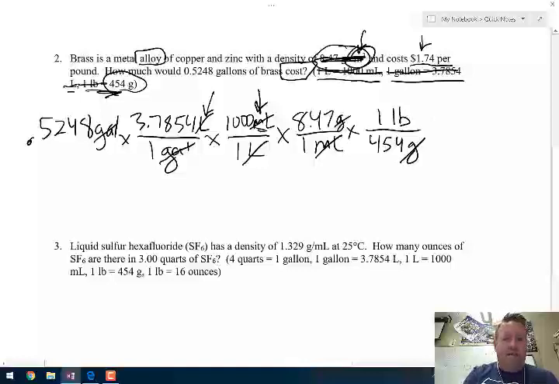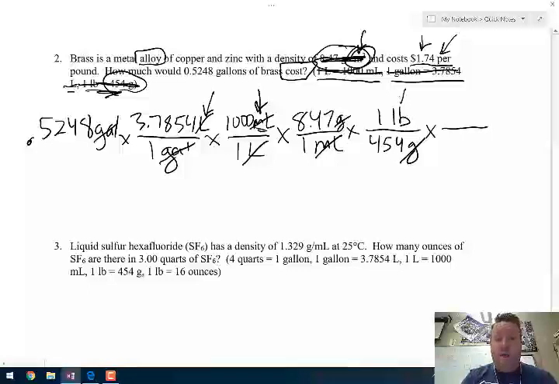And now I've used that one. So again, I'm just looking around here. It looks like the only thing I have left is this $1.74 per pound. That means, kind of like density, every 1 pound costs $1.74. So that's a conversion we can use.